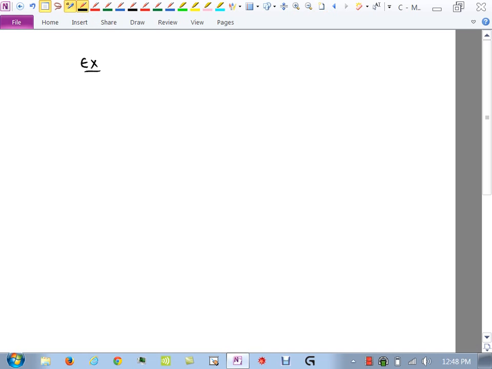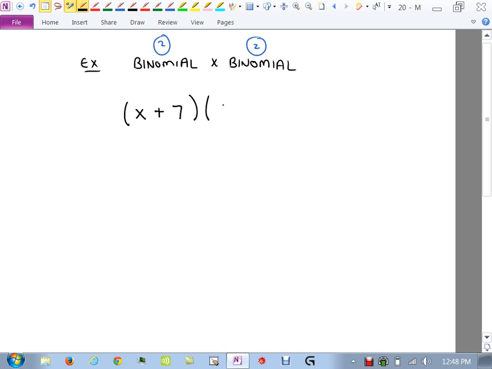Yeah, so if we do binomial times binomial, we have 2 terms to start, right? Multiply by 2 terms. We should get 4 terms when we're done. They might collect together. You know, we might have like terms and we might have to collect them, but the initial multiplying through should give us 4 terms. So let me make up a binomial here. How about x? I'll try it with something you may be familiar with. x plus 7 times x minus 3.